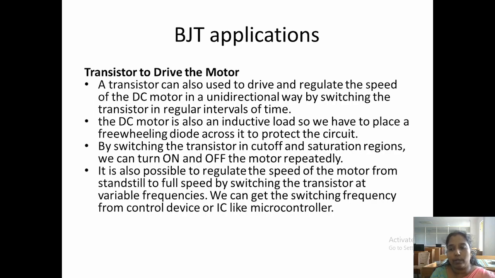So I think through this video you gained knowledge about the bipolar junction transistor and its modes of operation: the active region, saturation region and cutoff region, and the VI characteristics, how to draw them, the basic principles behind them, and the basic applications of BJT. I hope in the next video we will continue with bipolar junction transistor configurations: common emitter, common base and common collector. Okay, thank you.